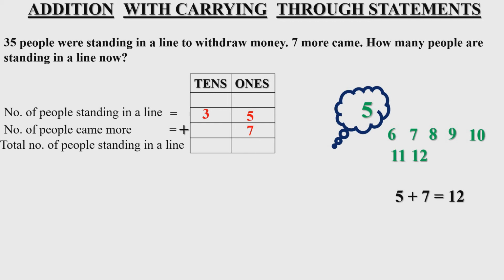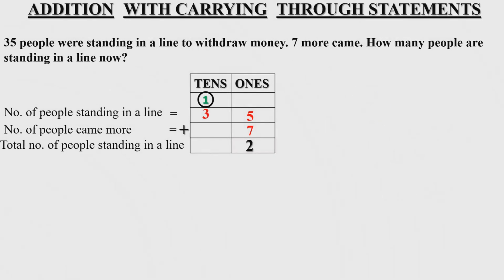As 12 is a 2-digit number, so write down 2 in 1's column and carry 1 over to the 10's column. Now we will add 10's digit columns. Here in 10's column, there is only one digit, that is 3. Now we will add the carried number 1. So 3 plus carried number 1 is equal to 4. Write down 4 in 10's column. In answer we get 42 people are standing in line now.